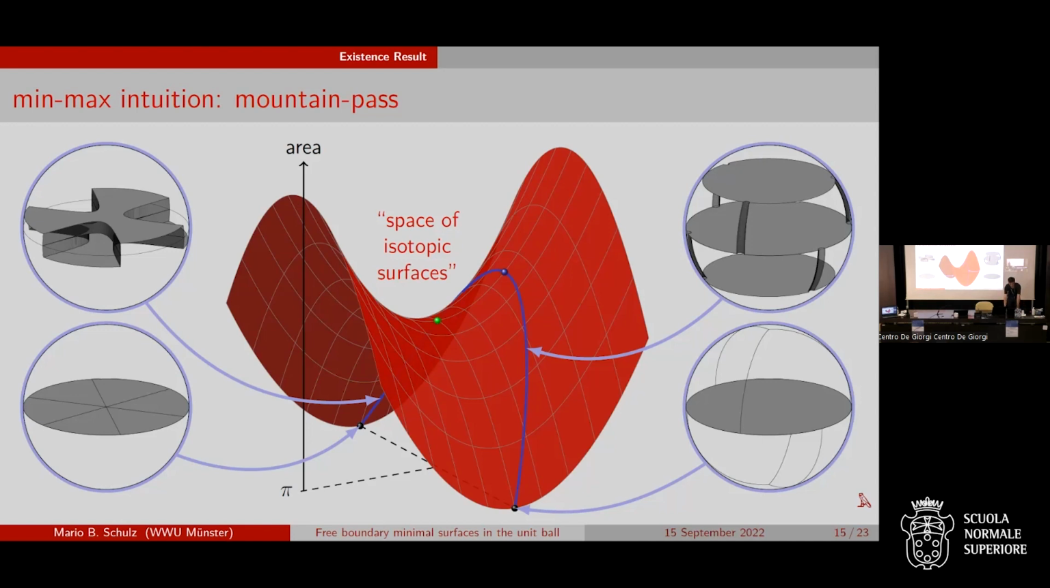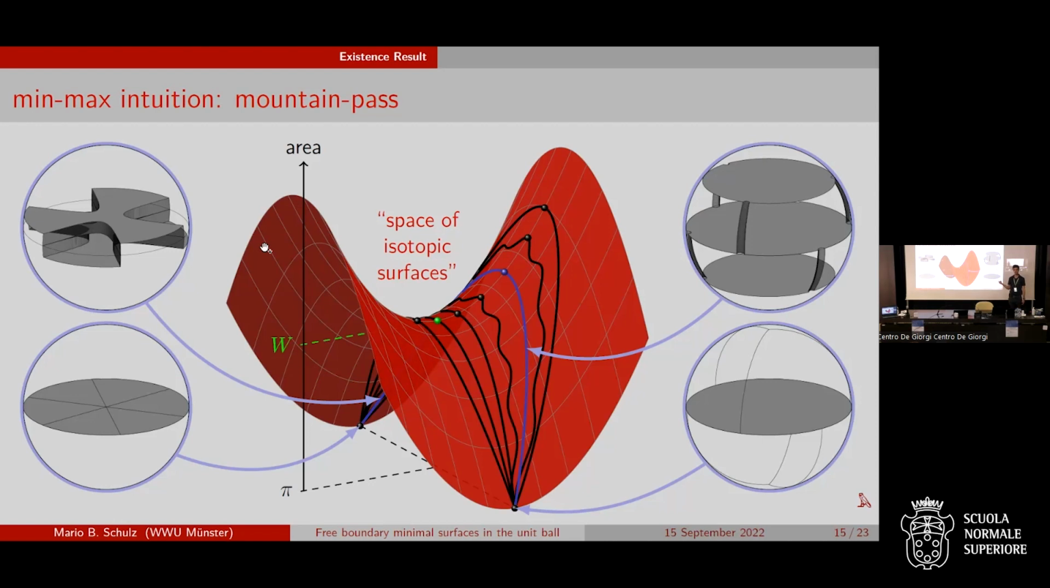So what we do now is we add all other possible sweep outs which are isotopic to the one we constructed. And for all of these sweep outs, we isolate the slice of maximal area. And among all these slices of maximal area, we try to find the minimal one. That's this min-max. That's why it's called min-max. Among all maximal area slices, we find the minimal one. And this is hopefully going to be the critical point you're looking for. That's this mountain pass situation.